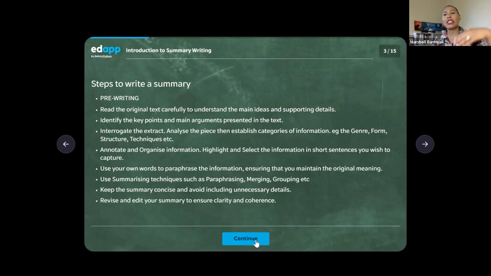So for example, if there is a list, so if you see Grenada, St. Lucia, St. Vincent, we can say, oh, they're talking about the Eastern Caribbean. And we can omit that list, but replace the list with a group name for that thing. So bananas, apples, oranges, we can say fruits, okay? People under the age of 18, we can say youth or teens, okay? So we have to keep the summary concise and avoid including the unnecessary details that the author may have included.